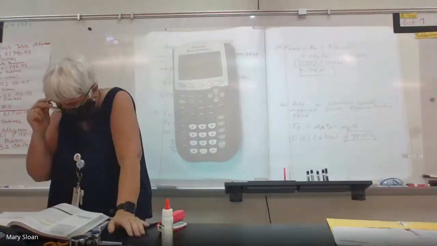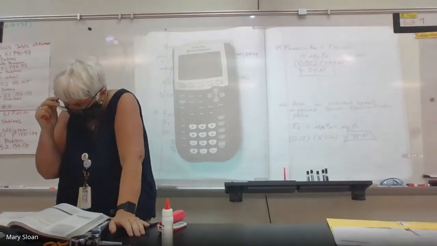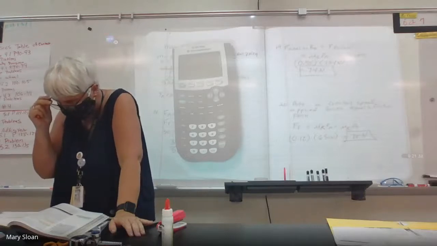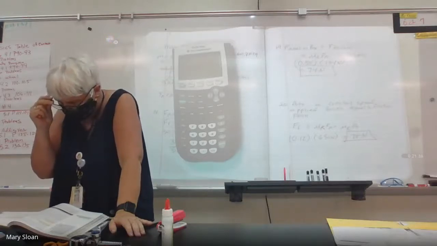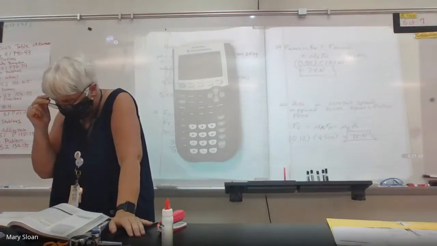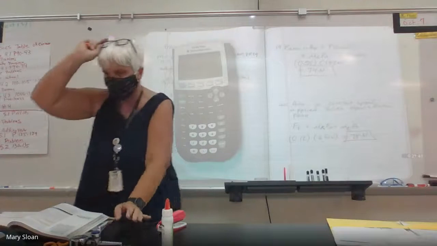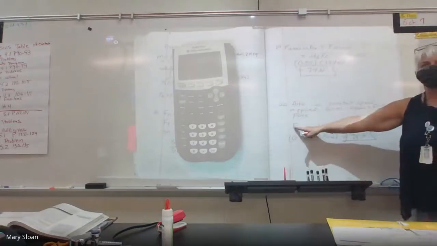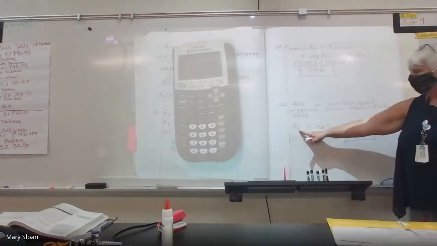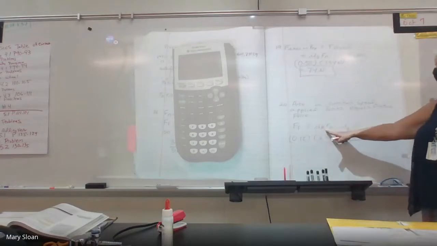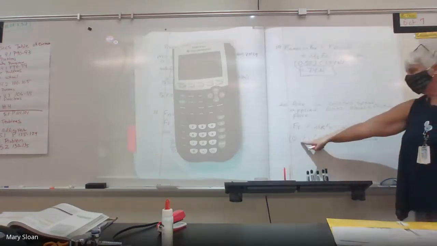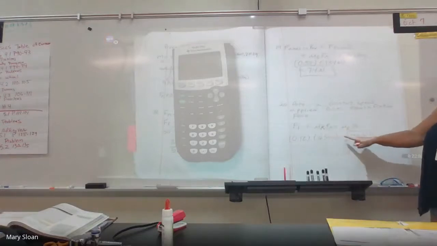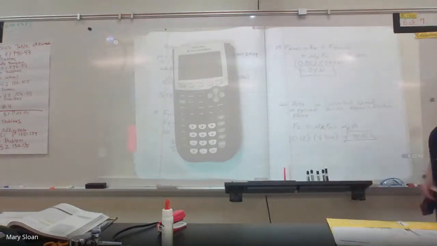Number 20 says, Thomas sits on a small rug on a polished wooden floor. The coefficient of kinetic friction between the rug and the slippery wood floor is 0.12. If Thomas has a weight of 650 newtons, what horizontal force is needed to pull the rug and Thomas across at a constant speed? I'm trying to find my friction force. I take my coefficient of friction, 0.12, and my force normal, 650 newtons, and multiply those together to get 78.